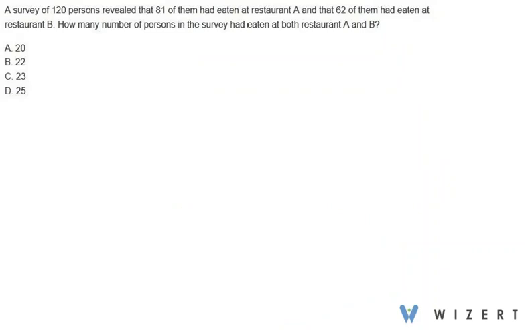We have this question here. A survey of 120 persons revealed that 81 of them had eaten at restaurant A and 62 of them had eaten at restaurant B. How many number of persons in the survey had eaten at both restaurants A and B? Let's try to put this information in a Venn diagram.